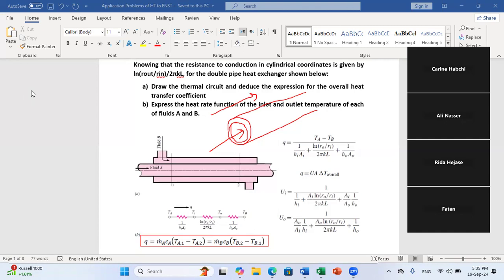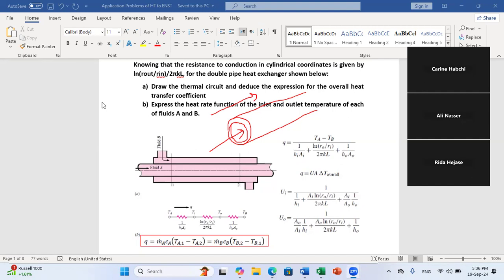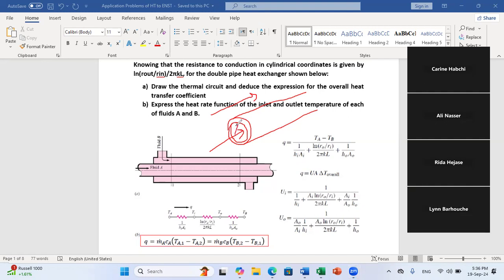Okay. So here they are telling us that in order to design a heat exchanger, they gave us first that the resistance form in cylindrical coordinates is given by ln R out over R in, over 2 pi K L. So if you have a tube, okay, you have the inner radius and the outer radius. So this is R inner from the inner side, and we have R outer from the outer side.